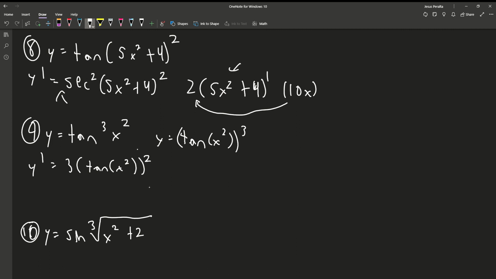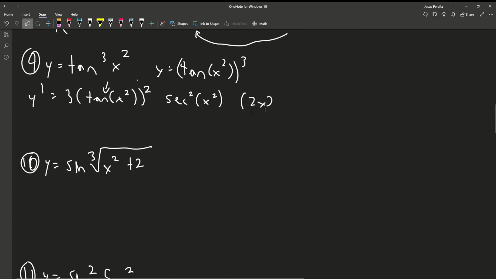And then multiply, and then you find the derivative of the inside, which is secant squared of x squared. And then the derivative of the inside, which is just 2x. You can just multiply the 2x and the 3, and then you just get 6x. You know, that just simplifies. Like I said, I'm not going to be explaining that too much. This could be rewritten as sine x squared plus 2 to the power 1 over 3. So you find the derivative.